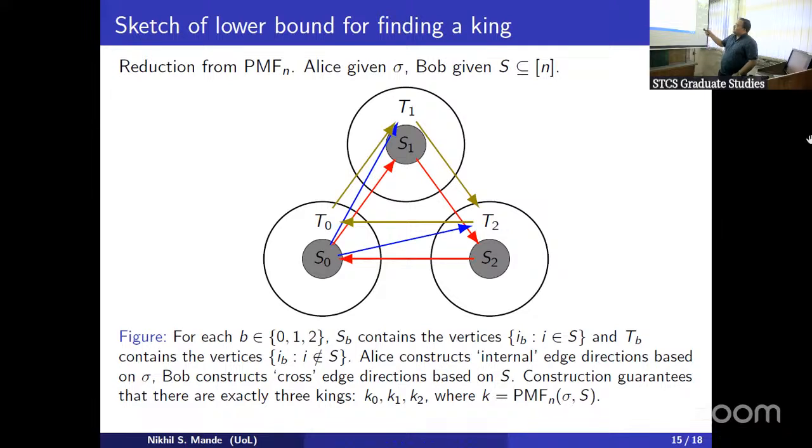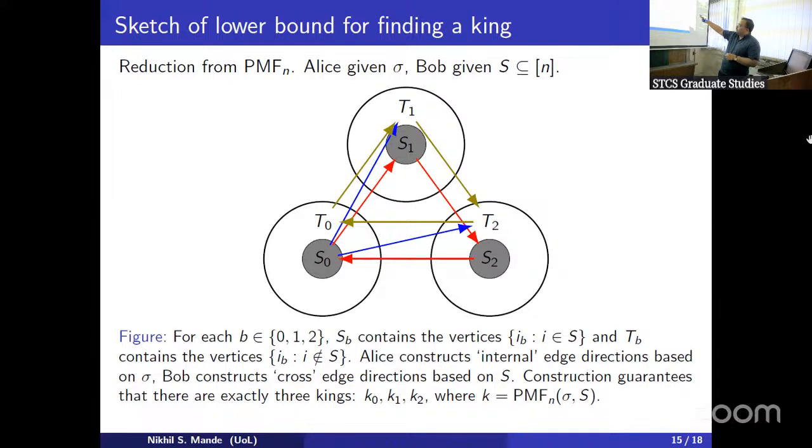So Alice is given a ranking, Bob is given a subset. So this joint tournament that they're going to construct is going to be on 3n many vertices. Each blob over here has n vertices, and each of these n vertices is labeled from 1 to n, and the same over here and the same over here.